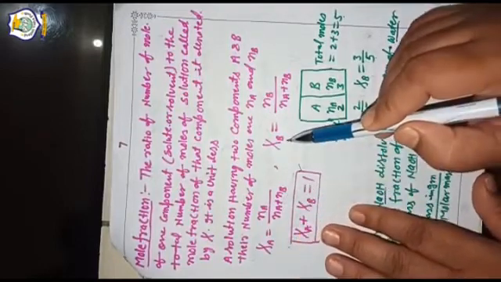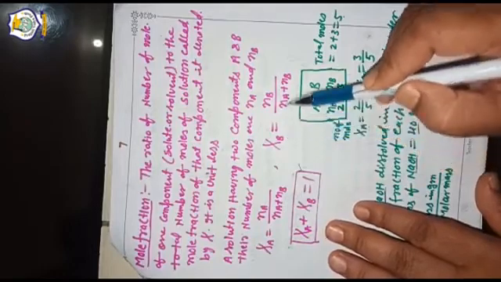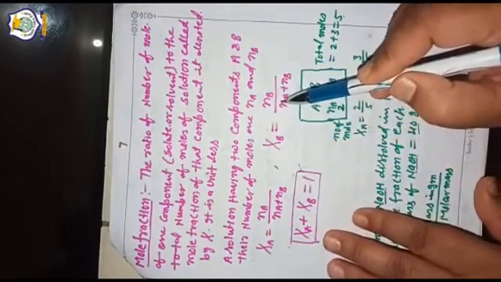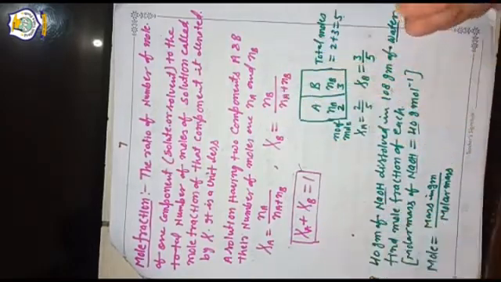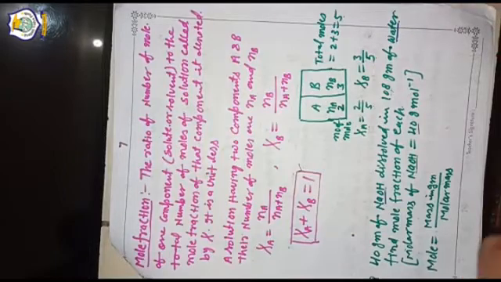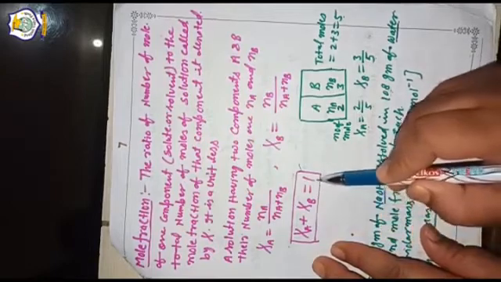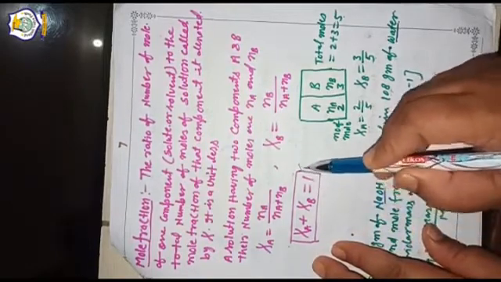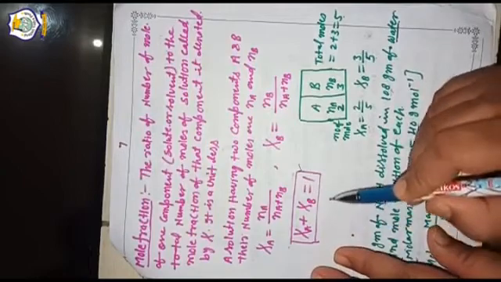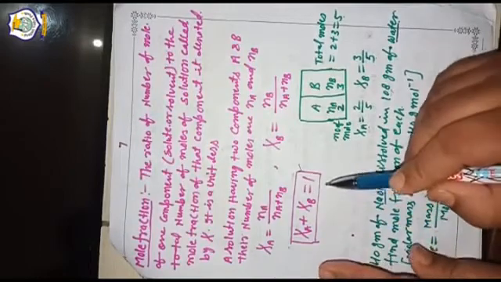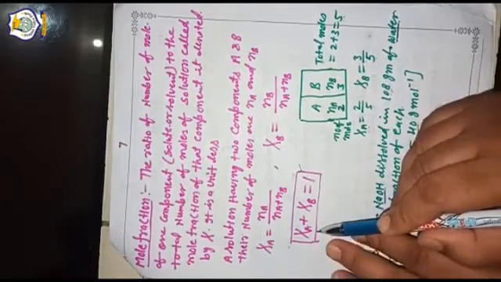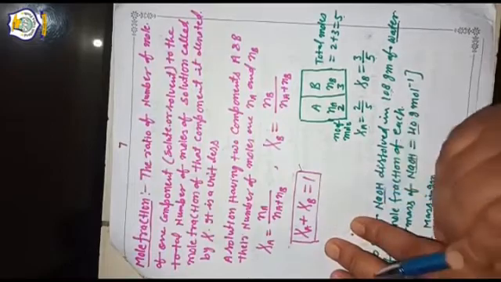Similarly, the mole fraction of B is also found by using this formula, and the sum of the mole fraction of A component and the mole fraction of B component equals 1. Zeta A plus zeta B equals 1. The sum of mole fraction of A and mole fraction of B equals 1.